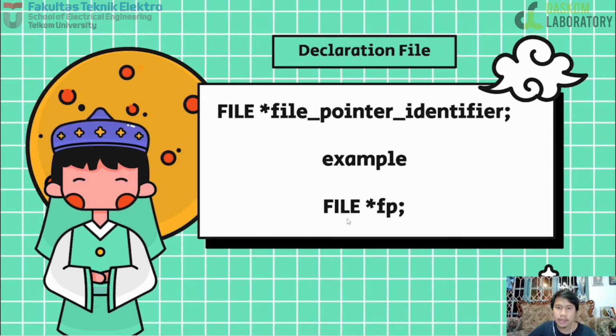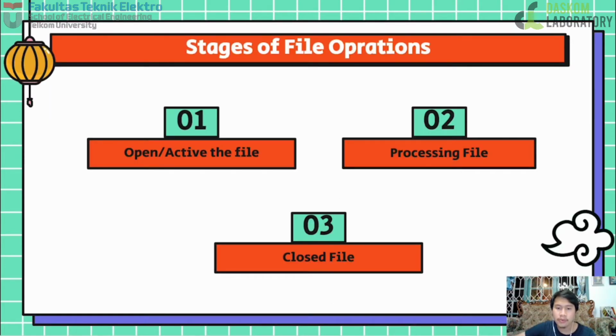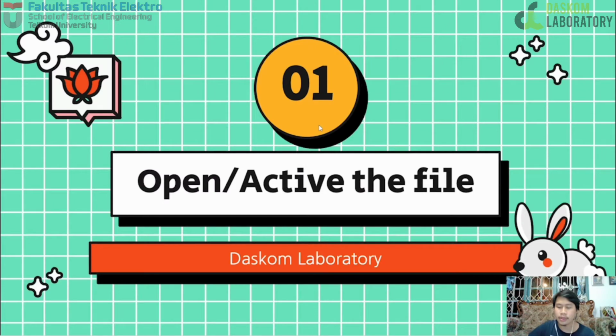Okay, the next one, we have stages of file operation. In sequential files, there are 3 stages you have to do. First one is open or activate the file, and then processing the file. The last one is close the file. The first one is open or activate the file.